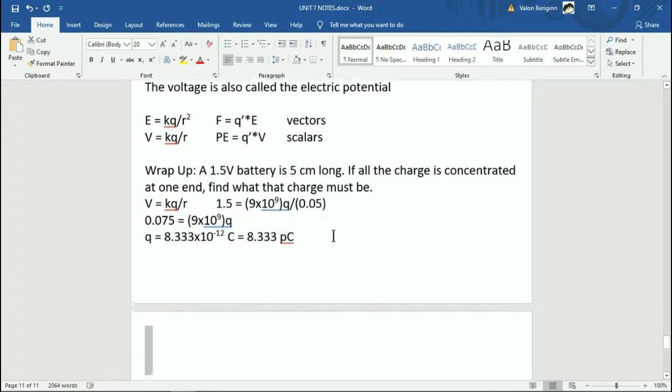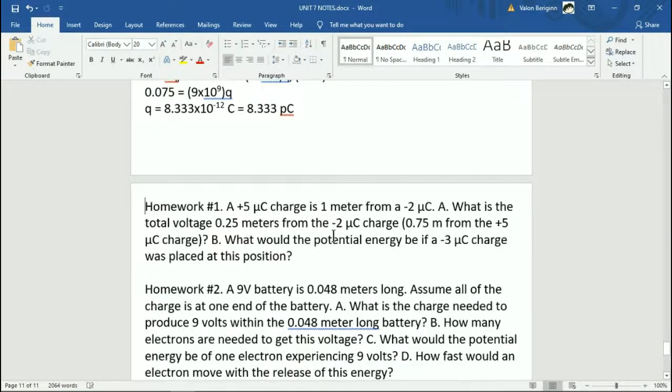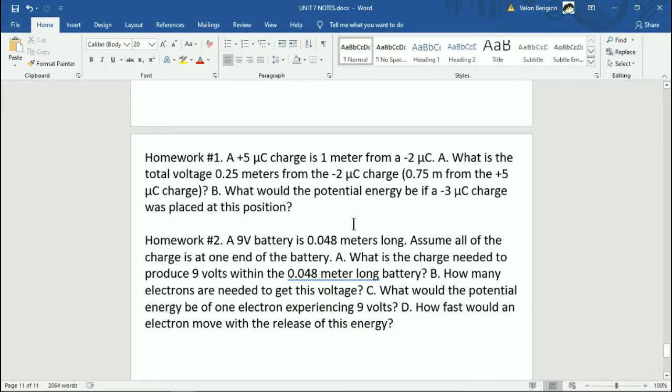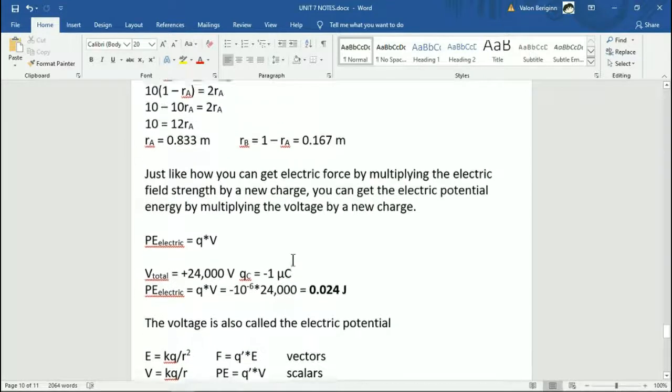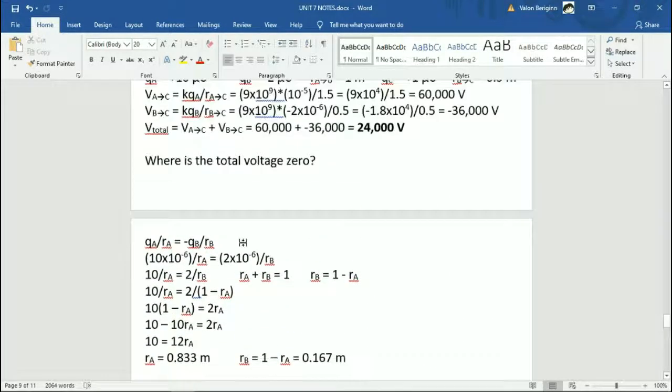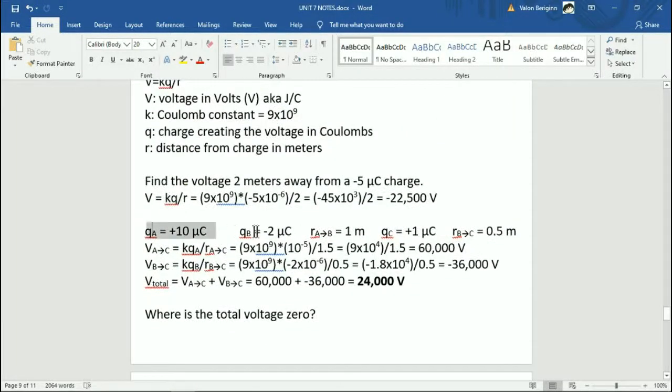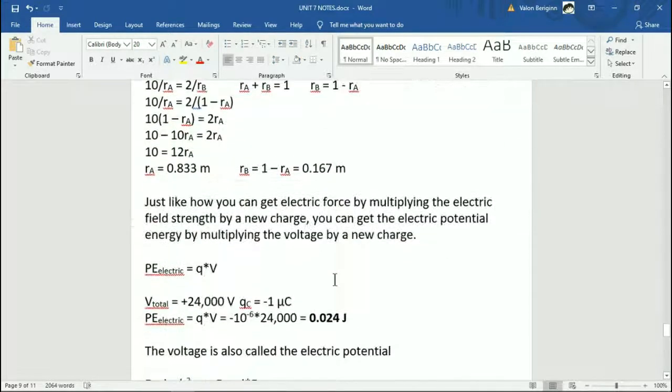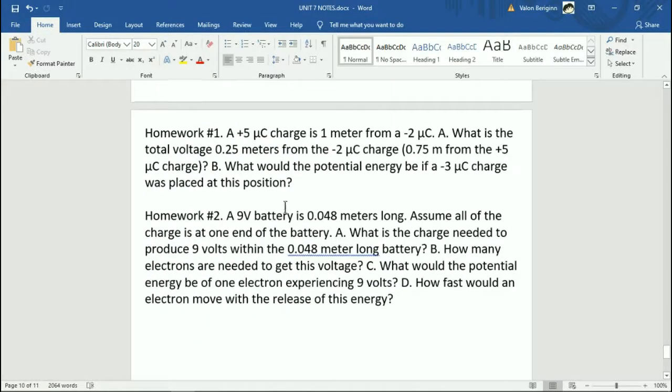Okay, so going off of that, you then have your homework. You have a couple homework questions here. First one, we have a 5 microcoulomb charge 1 meter away from a negative 2 microcoulomb charge. What is the total voltage 0.2 meters from this, and then what is the potential energy? This question is very, very similar to basically the whole thing I was doing involving the voltage, where you have two charges. What's the total voltage from those two charges, and then you put a third charge in there. What's the potential energy? That's that question.